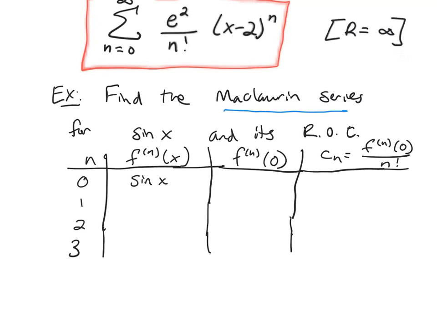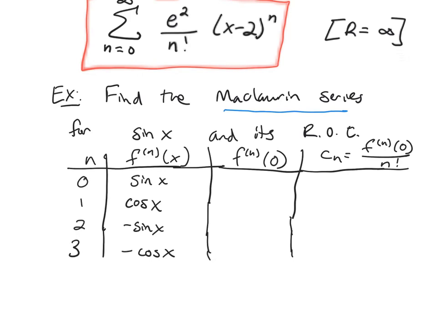What's the derivative of sine of x? Cosine. Okay, great. So now you want to take the derivative of cosine. Negative sine. And then the derivative of negative sine: negative cosine. Okay. So we've completed that whole column now.